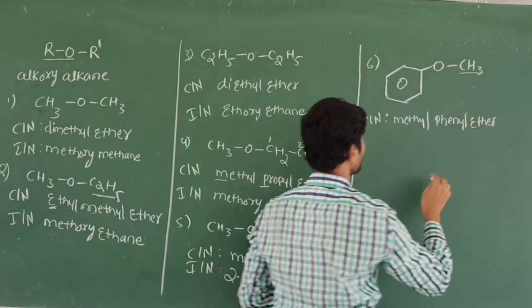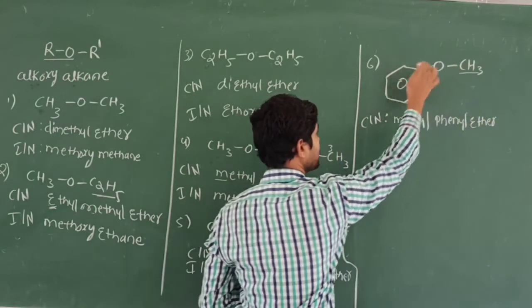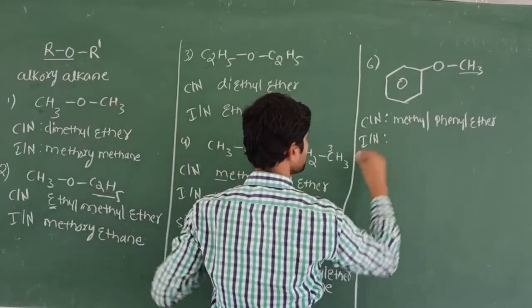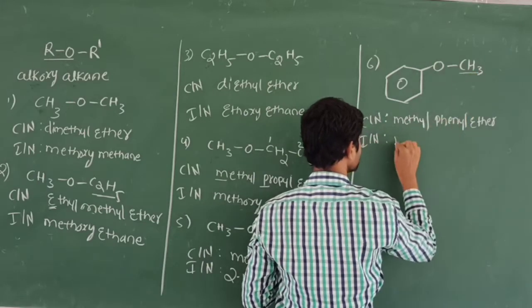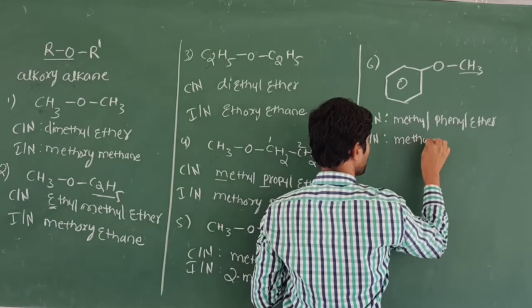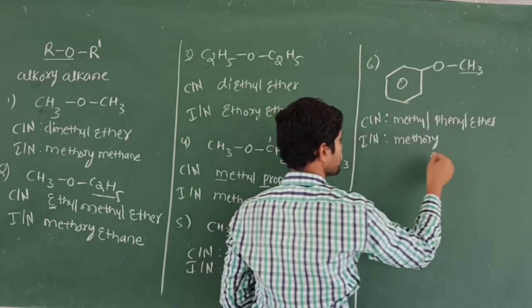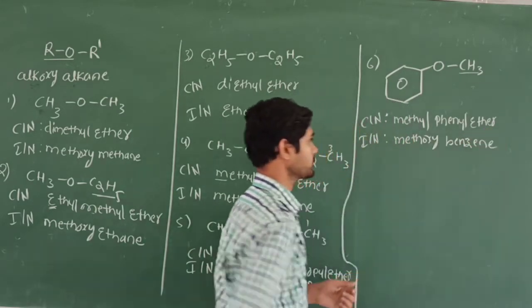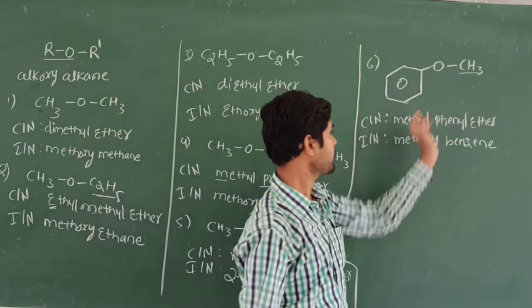Its name is called methyl phenyl ether. When you look at the IUPAC name, according to the alkoxy alkane, here it is going to be pronounced as methoxy, and this group is called benzene. Methoxy benzene. Its IUPAC name is called methoxy benzene.